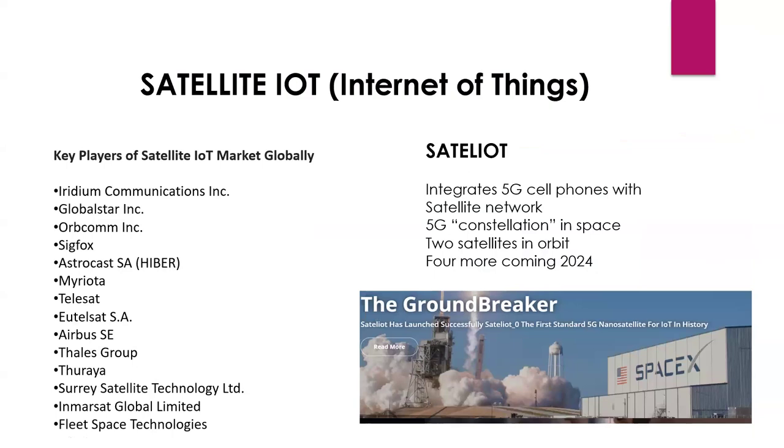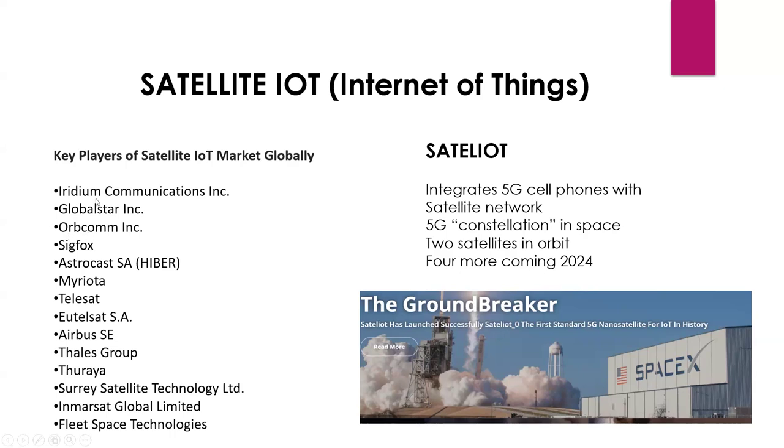And to finish, I'm going to talk just a few seconds about satellite IoT, the Internet of Things. There are several players in the market. Here I saw a list, and the one that caught my attention is this company called Satellite IoT. I don't know how they pronounce it. I think this company is based in Spain, and they integrate cell phones with the satellite network. So this is like a 5G constellation in space. They currently have two satellites in orbit and more are coming.